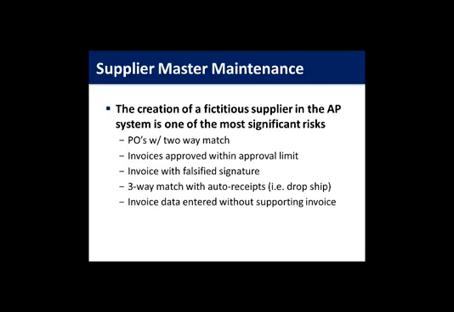And then invoice data entered without supporting invoice. So this would be where an AP clerk may be in collusion or may have set up a fictitious vendor themselves and not having any data or paper to enter. They're just entering data without any supporting invoice. So those are some types of risks.